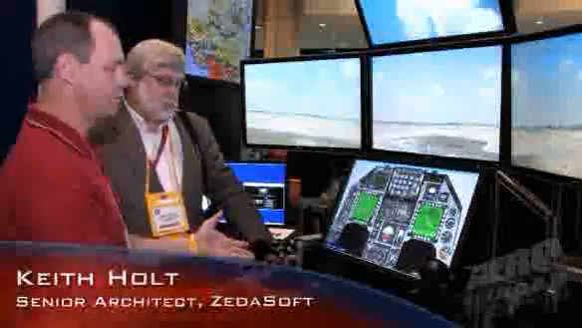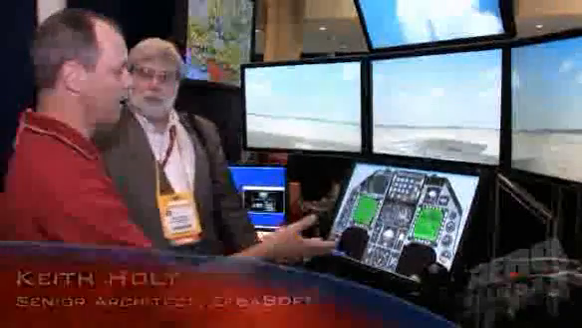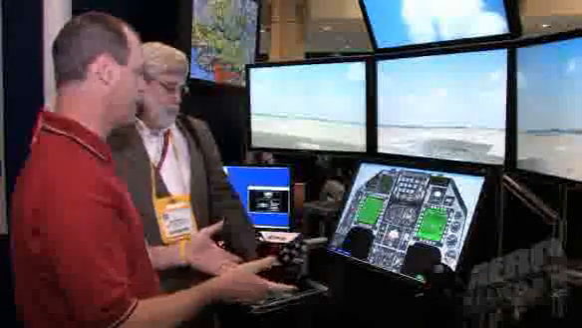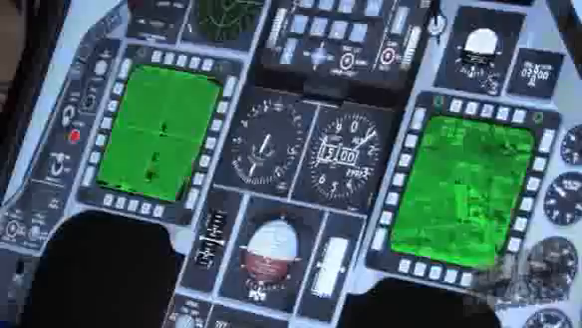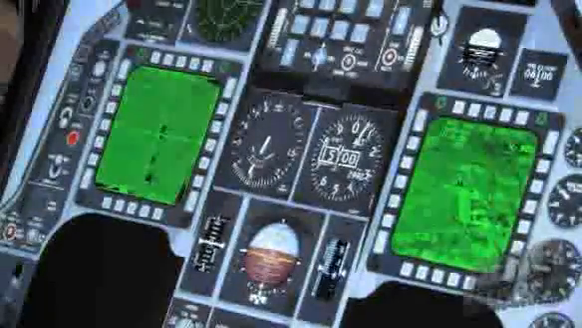Okay, what we have here is an F-16 simulation. We currently are in a scenario where we're situated over Edwards Air Force Base, and we're going to run a simulated bombing scenario on a target at Edwards itself. What you see on the F-16 cockpit here is the air-to-ground radar and the target pod.